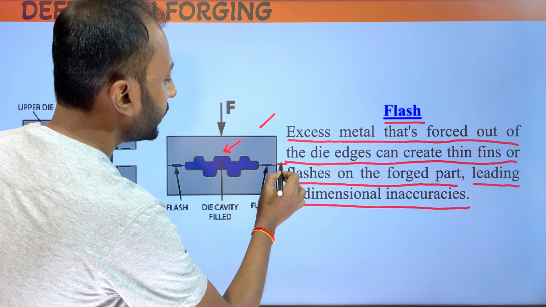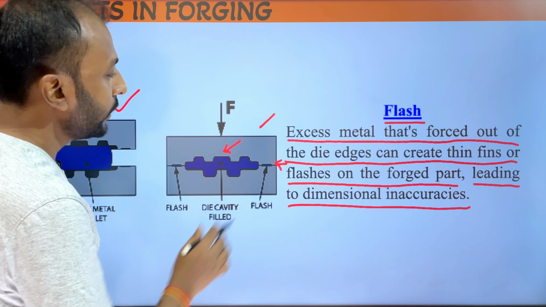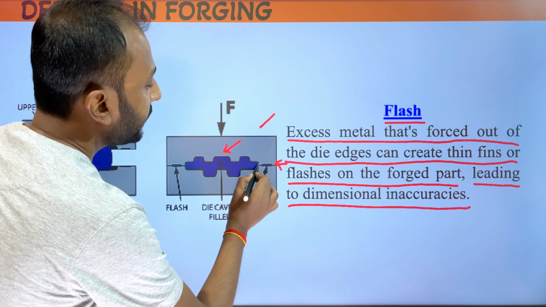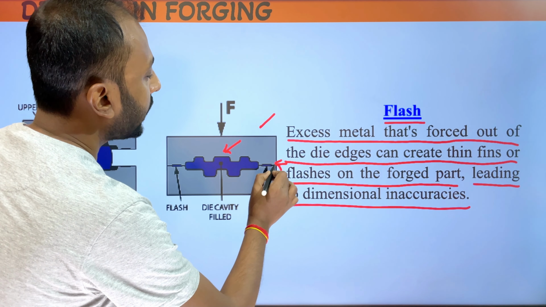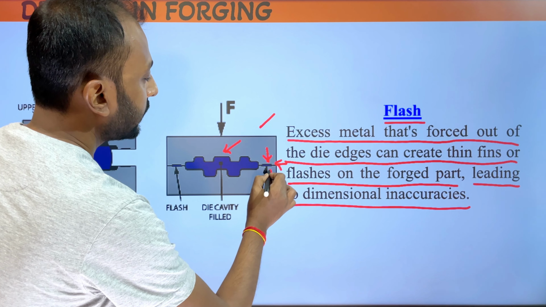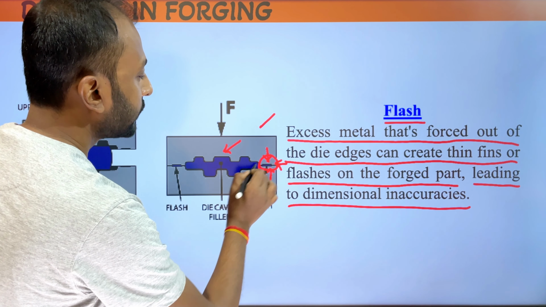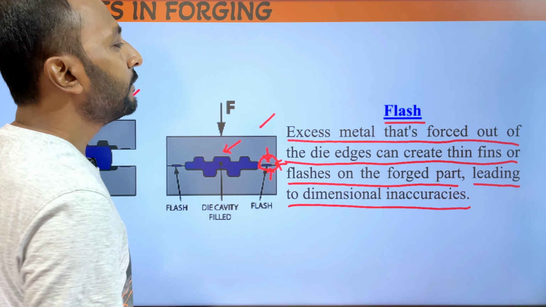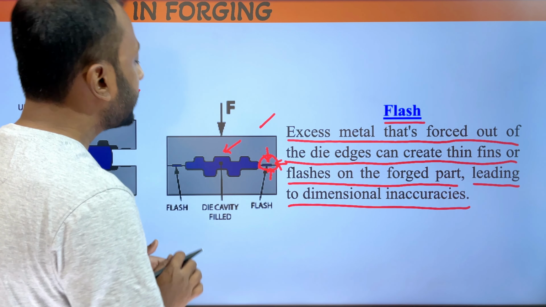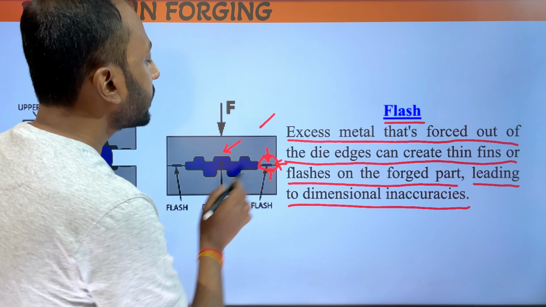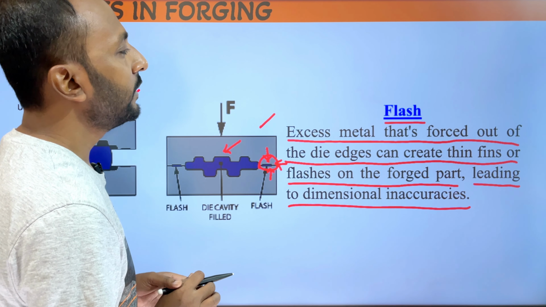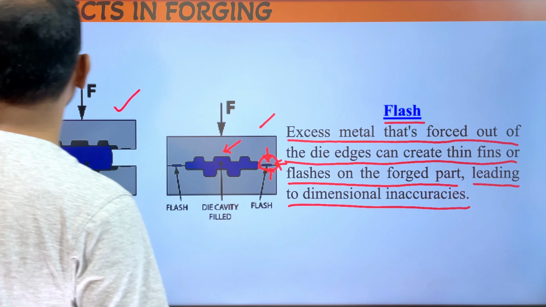So this is the joining of two dies. After the operation is done, some material gets out through the joining portion of the two dies. This is called flash. So this is a forging defect. After the operation is done, we can cut or trim that portion to get rid of the flash defect.